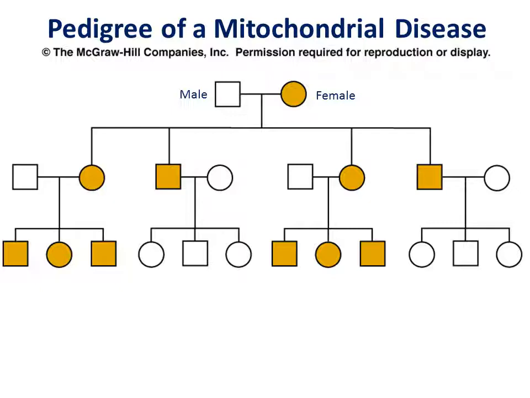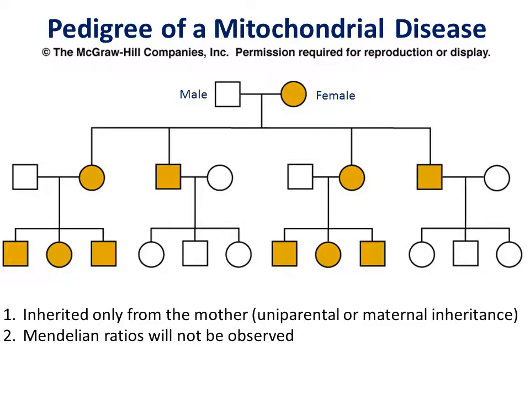So as you can see here, the daughter on the far left passes on the mitochondrial disease to all of her offspring, whereas the second child, which is a son, none of his offspring are affected because they're obtaining all their mitochondrial DNA from their unaffected mother. In this situation, Mendelian ratios will not be observed.